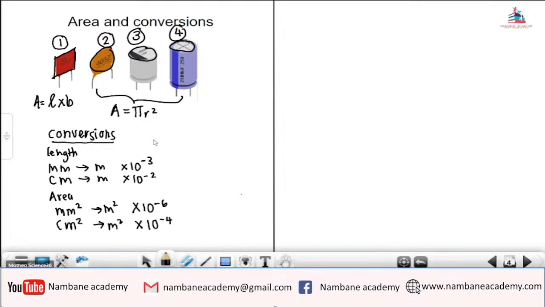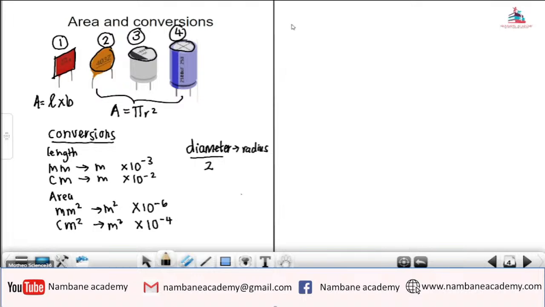Besides conversions of area, we also know that there is a conversion for diameter to radius. What do we do? It's in many topics. We divide the diameter by 2 in order to get the radius. And remember, the diameter can be given in one of these units. You must convert and then divide it by 2. What else is involved in capacitance?